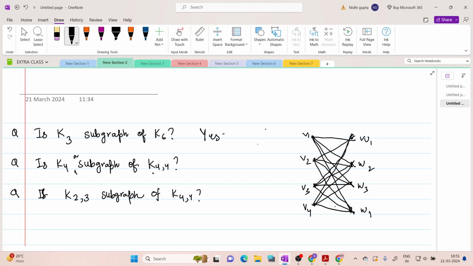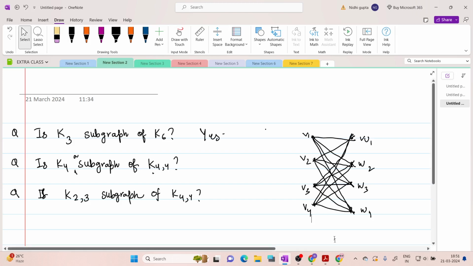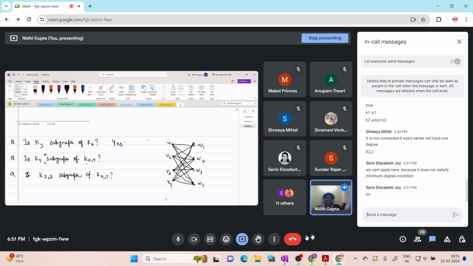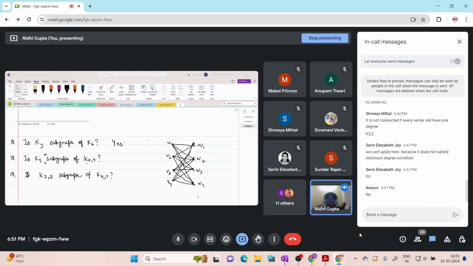So, is K4 a subgraph of K44? Yes or no? There's an answer which says no. Okay, but why? You have to give a reason why K4 is not a subgraph of K44.